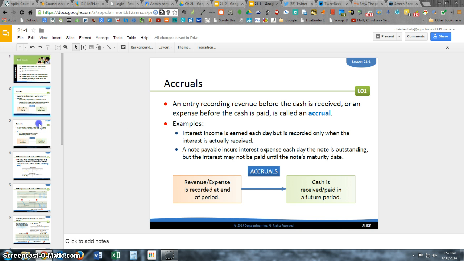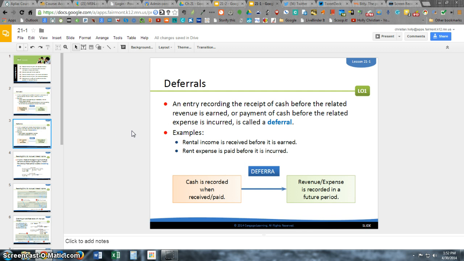Now, on the opposite side, we have what are called deferrals. Revenue, such as rental income, that we might get before we've actually earned it. For instance, if someone pays 6 months rent up front, we haven't actually earned that money yet, but they've paid it up front. And we might do the same with some expenses; we might pay rent up front. Expenses that are incurred or revenue received before it's actually earned, where we record the cash received or cash payment, is called a deferral.